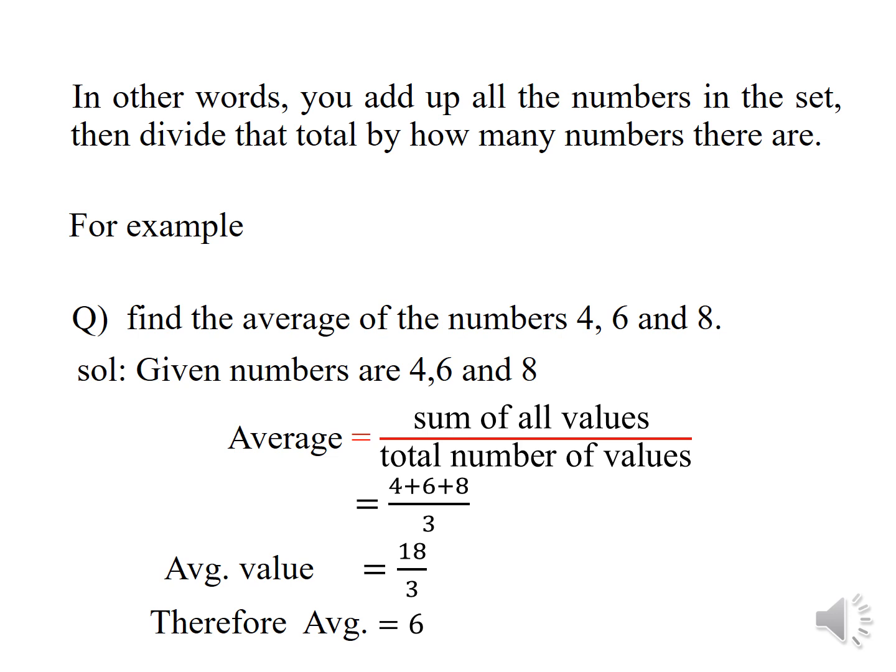Find the average of the numbers 4, 6 and 8. First write down the given numbers as they are. So given numbers are 4, 6 and 8. As we know, the formula of average is sum of all values by total number of values. So if you add all these three numbers, we can write it as 4 plus 6 plus 8 by, here the total numbers are 3, no? So divided by 3. After adding all these three numbers in the numerator, we get 18 by 3. Therefore, finally we got the average of these three numbers is 6.